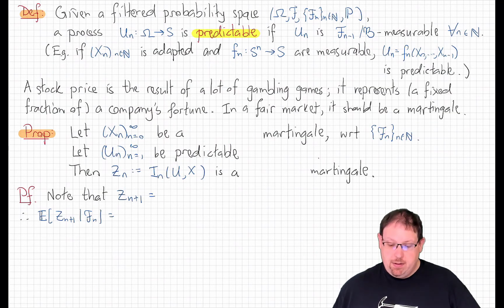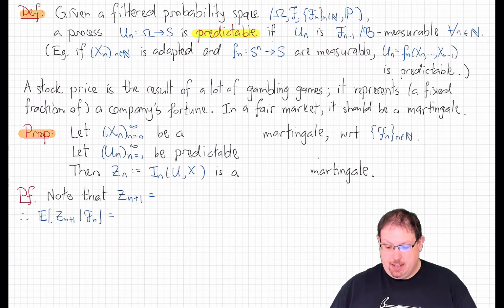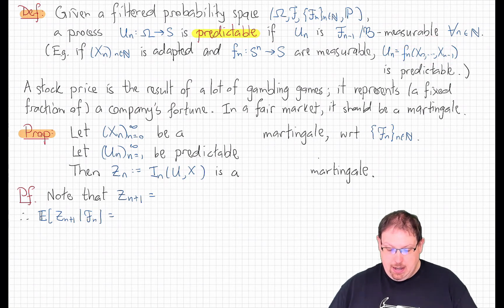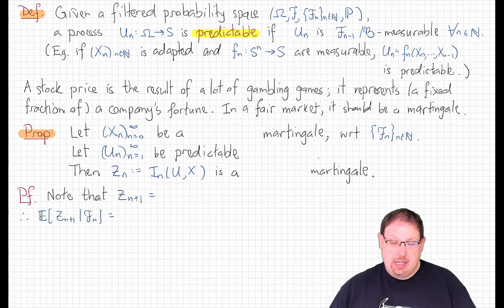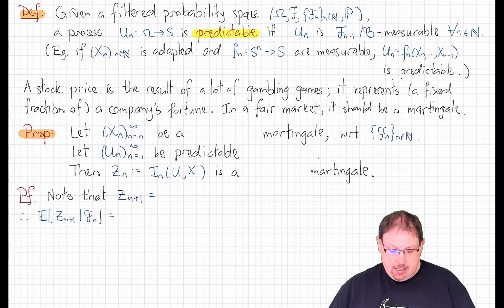To be precise, given a filtered probability space, a process U_n is called predictable if for each n, U_n is F_{n-1} measurable. For example, U_n could be taken to be any function of the steps in the process X up to time n minus 1. And that function can, of course, vary as well. This will be an F_{n-1} measurable process. And if the sigma field you have in the filtration is generated by the process X, then we also know from the Doob-Dynkin representation that all predictable processes will have precisely this form.